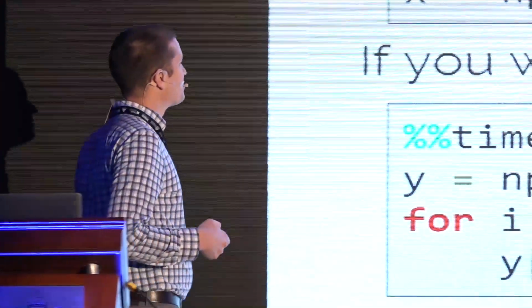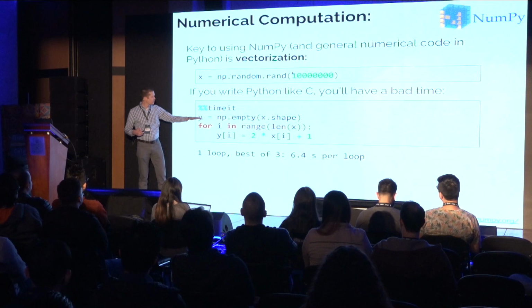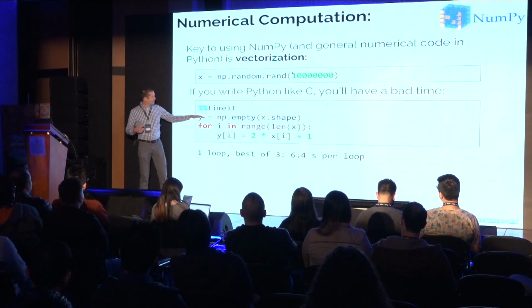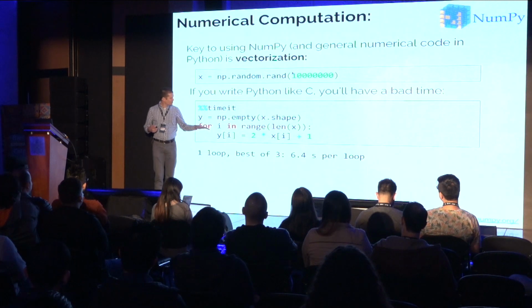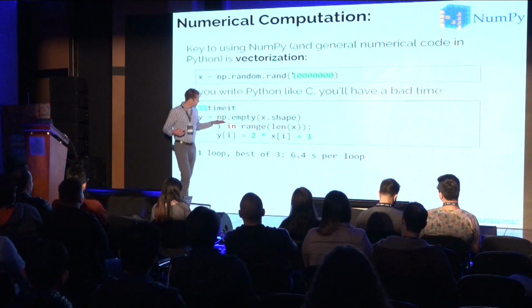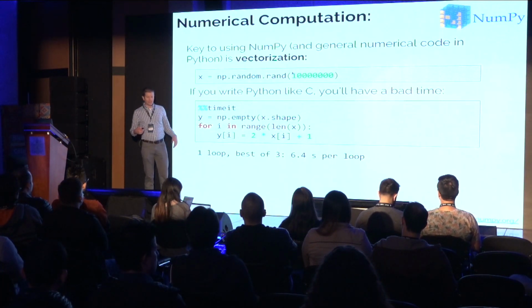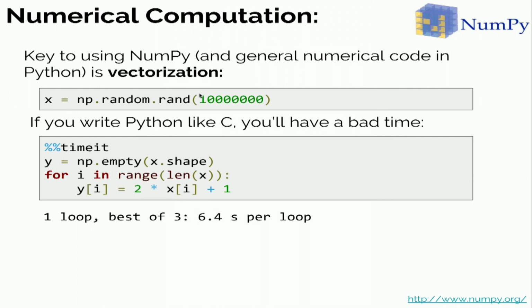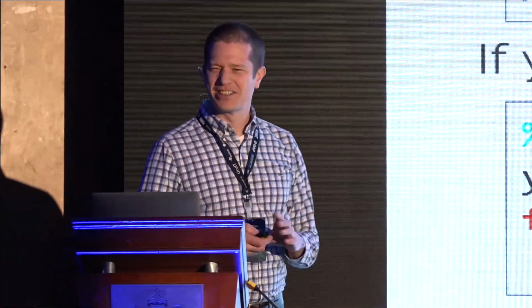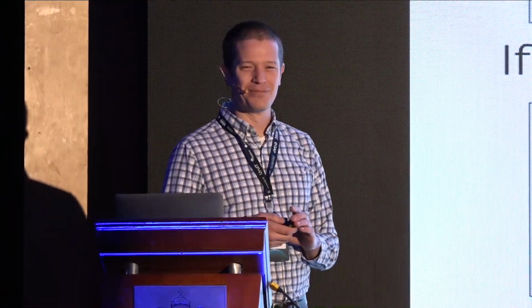So I talked about vectorization. Remember I said if you're used to programming in C or Fortran or one of these low-level languages, you might think, well, if I want to loop through this array and multiply it by 2 and add 1, I need to do this for loop. It turns out that this is really slow in Python for various reasons if you do this kind of looping. This took 6.4 seconds to loop over 10 million values, which is really slow. Our computer chips are measured in gigahertz now. It shouldn't take 6 seconds to do 10 million values.